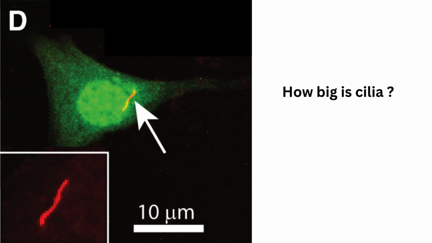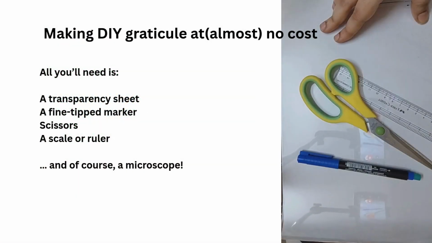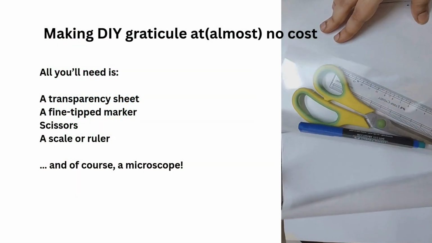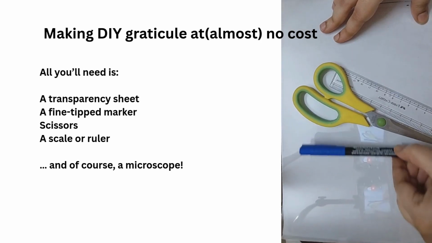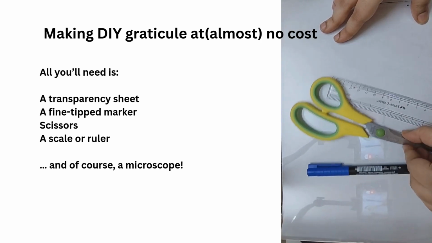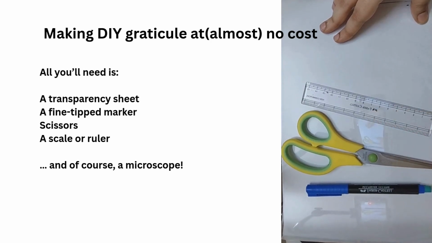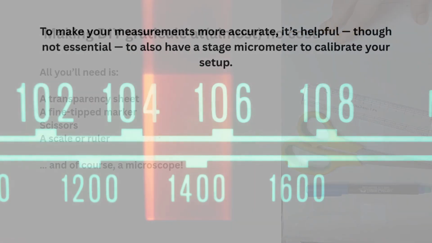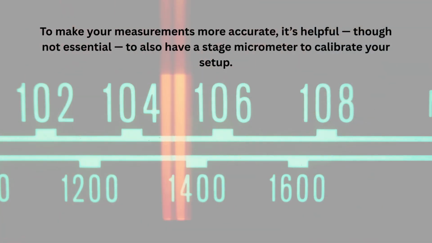Now in this video, we'll take that one step further. We'll learn how to measure microscopic objects using just a few simple, affordable tools. All you're going to need is a transparency sheet, a fine-tipped marker, scissors, a scale or a ruler, and of course a microscope. To make your measurements more accurate, it would be helpful, though not essential, to have a stage micrometer to calibrate your setup.